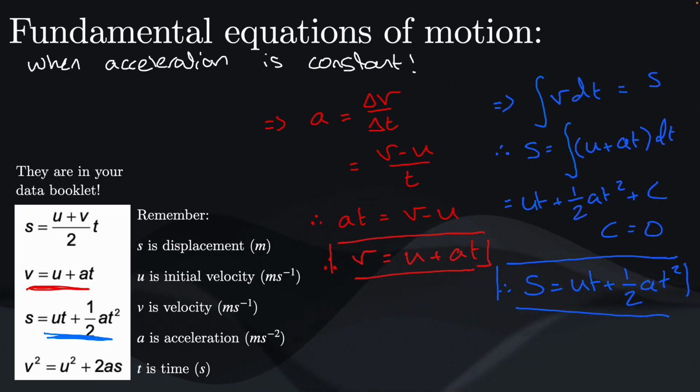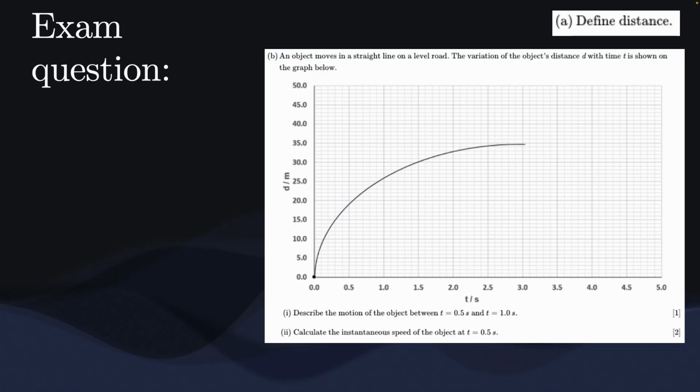And what's really important is to get used to being able to rearrange those in different ways, being able to look at a question and figure out which equation to use based off of what information is given in the question. But there you go. Now, moving on, let's do an exam question. An object moves in a straight line on a level road. The variation of the object's distance, d, with time, t.